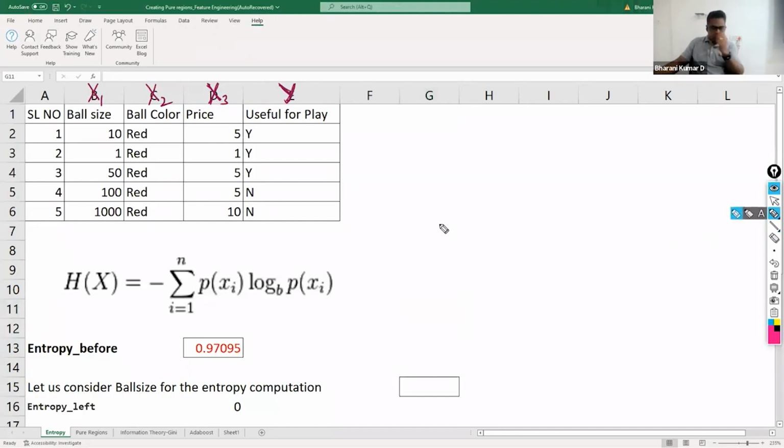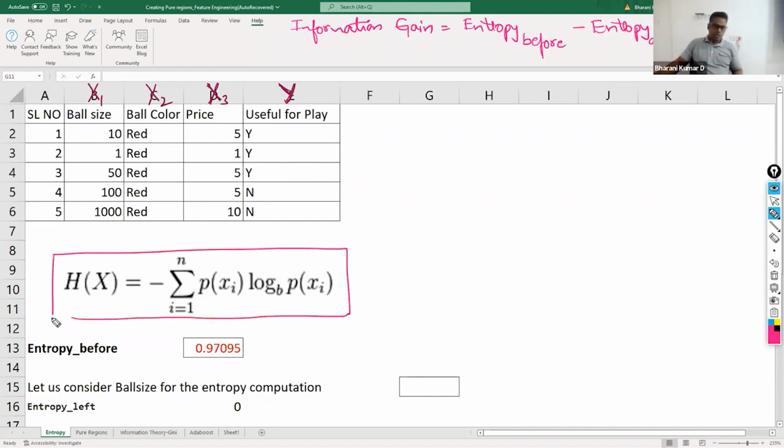Okay. Let us choose ball size. But before that, let me write the formula also here. Formula is information gain of any variable or feature is equal to entropy before minus entropy after. The good part is we know the formula for entropy. Minus summation of probability into log of probability.